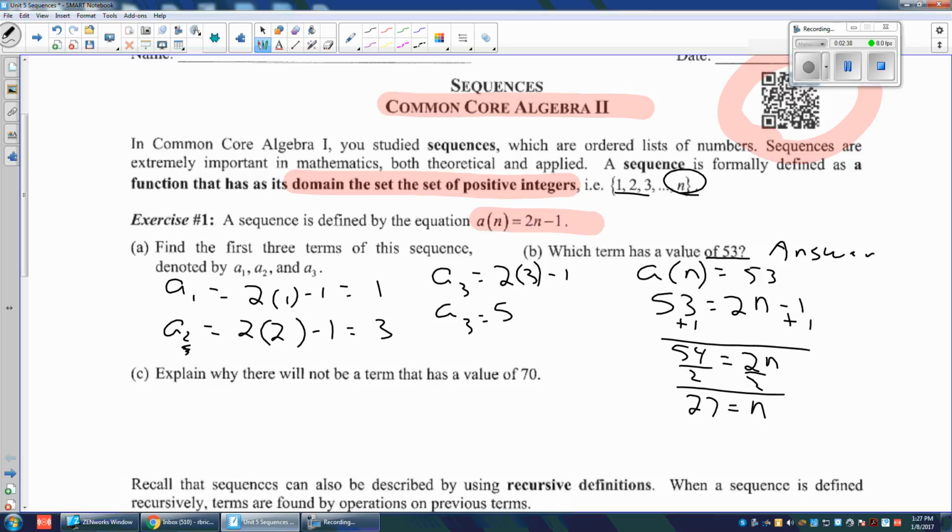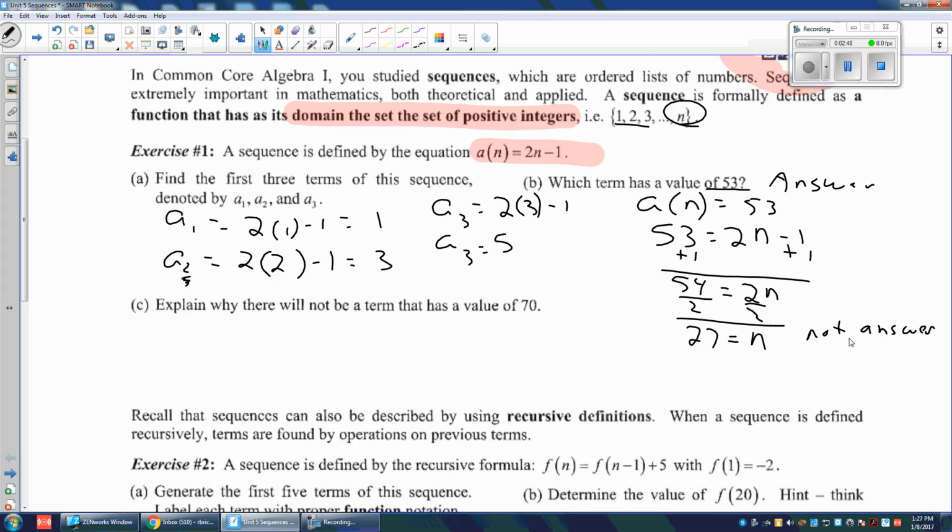That is not the answer to the question. That's not the answer. The question says which term. So let me see. n is 27, so it's the 27th term. A sub 27. That is the answer. There are two ways to do question C. I'm going to do the straightforward answer.